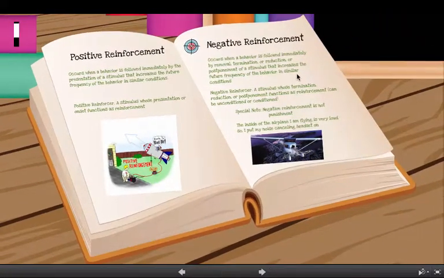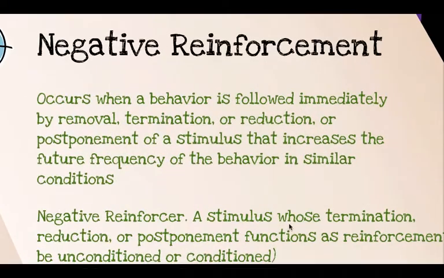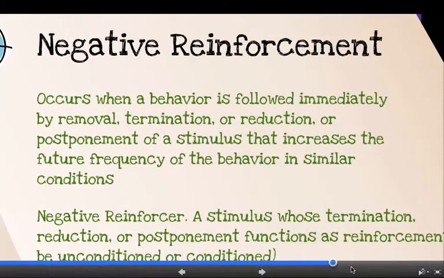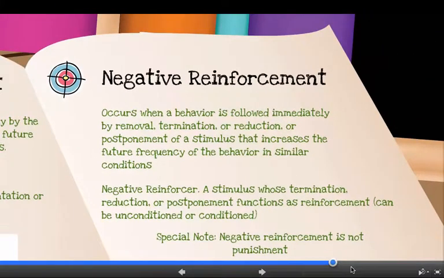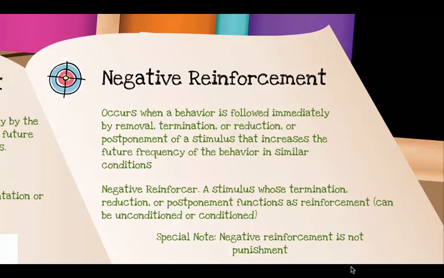Now, that can be compared and contrasted to what's referred to as negative reinforcement. Negative reinforcement occurs when a behavior is followed immediately by removal or termination or reduction or even the postponement of a stimulus that increases the frequency of a behavior under similar conditions. So a negative reinforcer is a stimulus whose termination, reduction, or postponement functions as a reinforcement. And that can be conditioned or unconditioned.